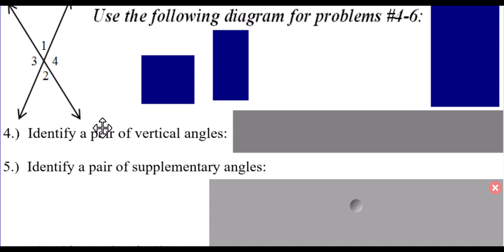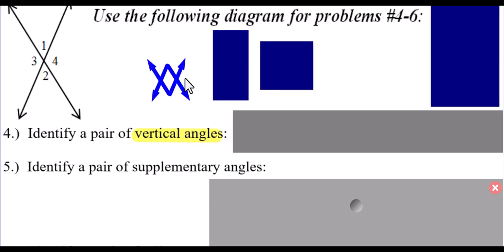Problem number 4. We're looking for a pair of vertical angles. Now, what do we know about vertical angles? If you don't remember, you can look back on the first page. They are angles opposite of each other formed by two intersecting lines. Well, here we definitely have two intersecting lines. Angles that are opposite of each other. Well, that could be angle 1 and angle 2.